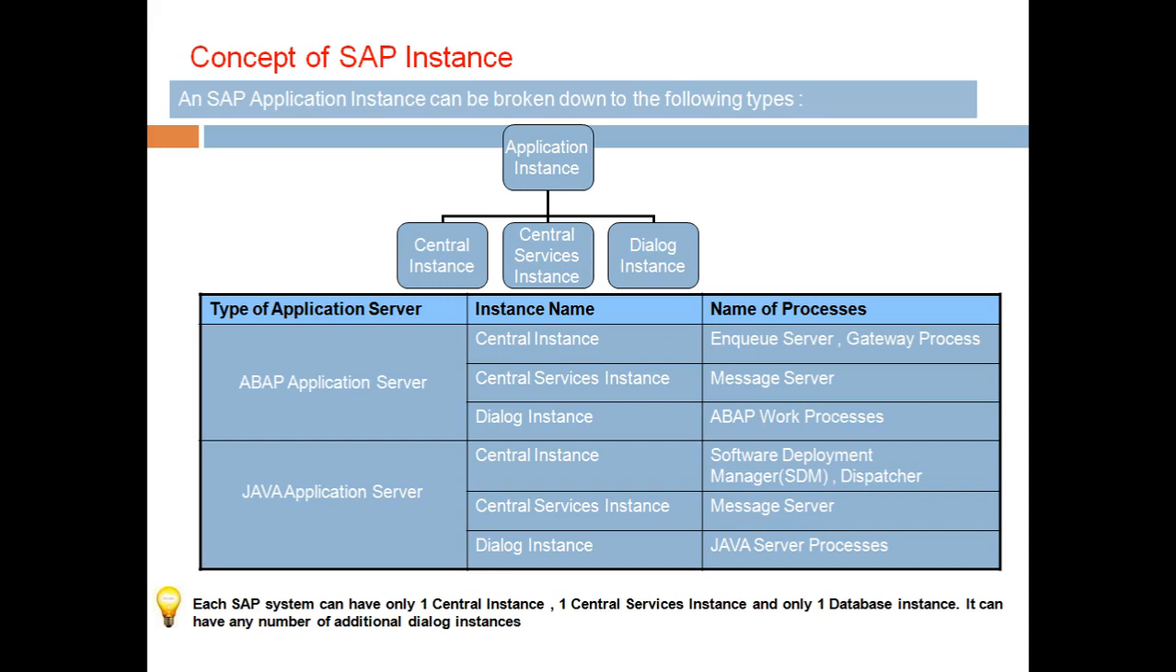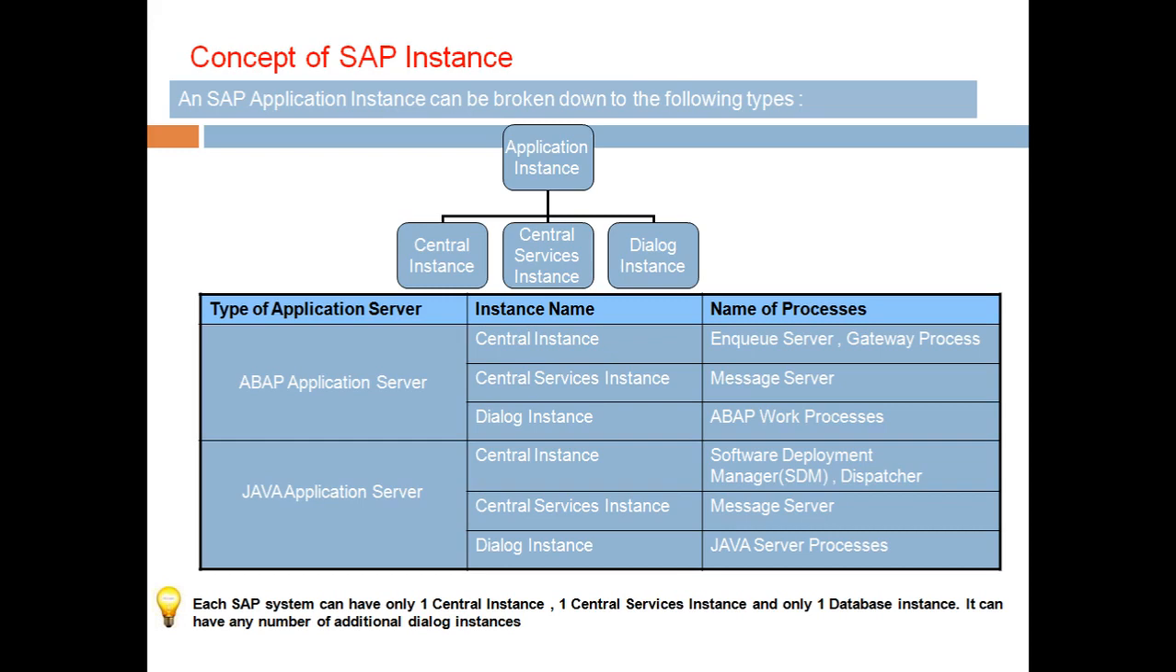Okay, so in this slide, I have designed it in such a way that you should be able to know what the processes are and which instances in the ABAP application server are running, and what the processes and instances are in the Java application server. So in the ABAP application server, when you say dialog instance, what work processes will be running? ABAP work processes. What are the ABAP work processes? They are nothing but your dialog, enqueue, update, message, spool, and background. So these are the work processes. So when you say dialog instance, it is nothing but your ABAP work processes.